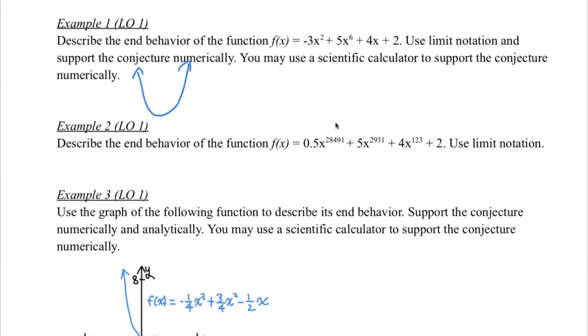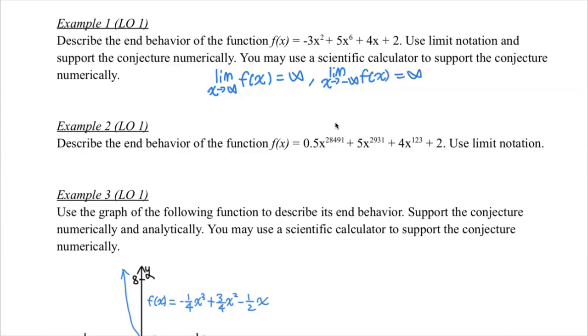If you were to use limit notation on this, you can write the limit of f of x as x goes to positive infinity equals positive infinity, and the limit of f of x as x goes to negative infinity is positive infinity. Why? As I told you, because the leading term has a positive leading coefficient and the exponent is even. We can support this conjecture numerically using a scientific calculator.